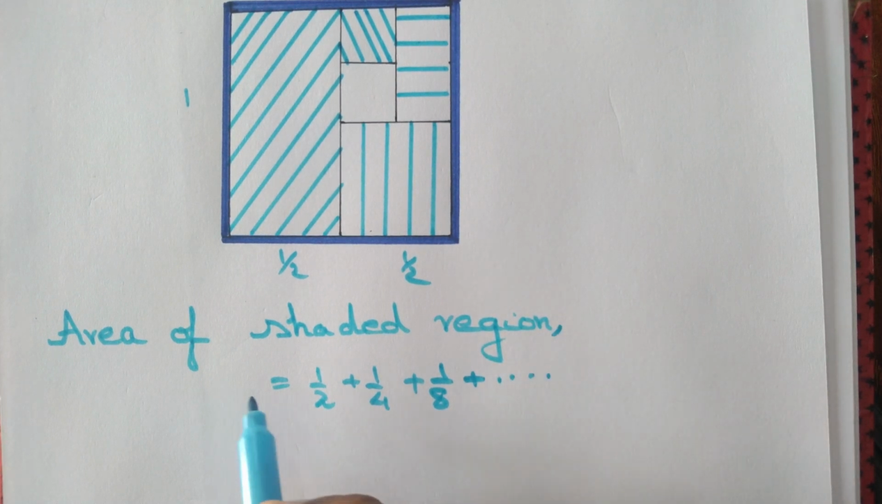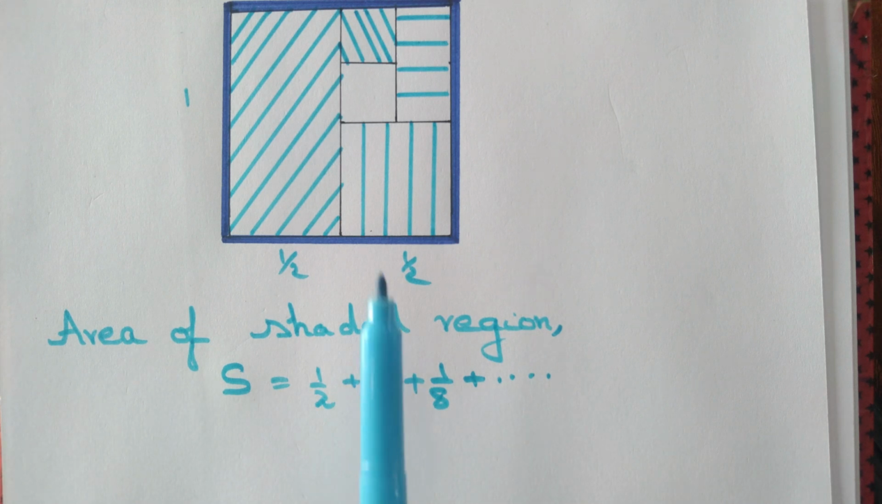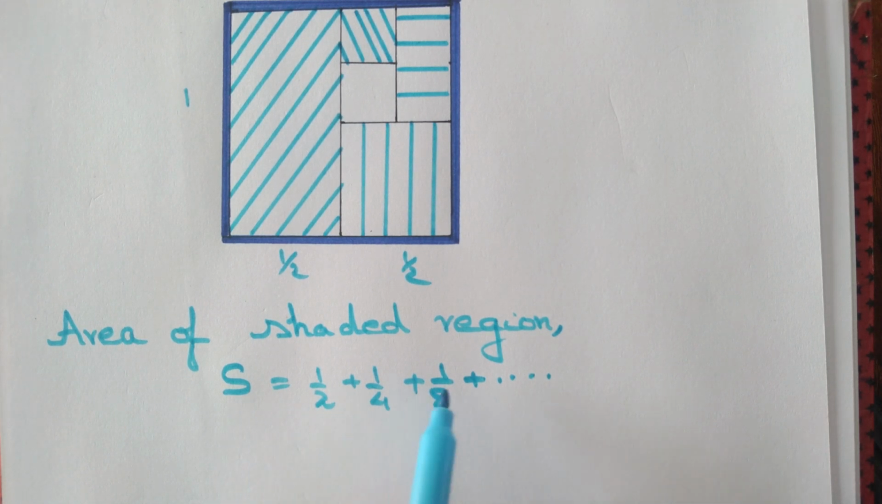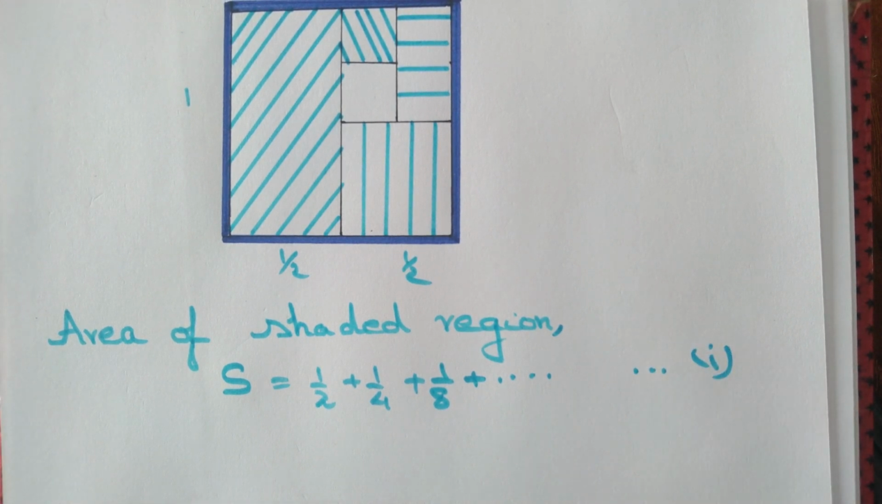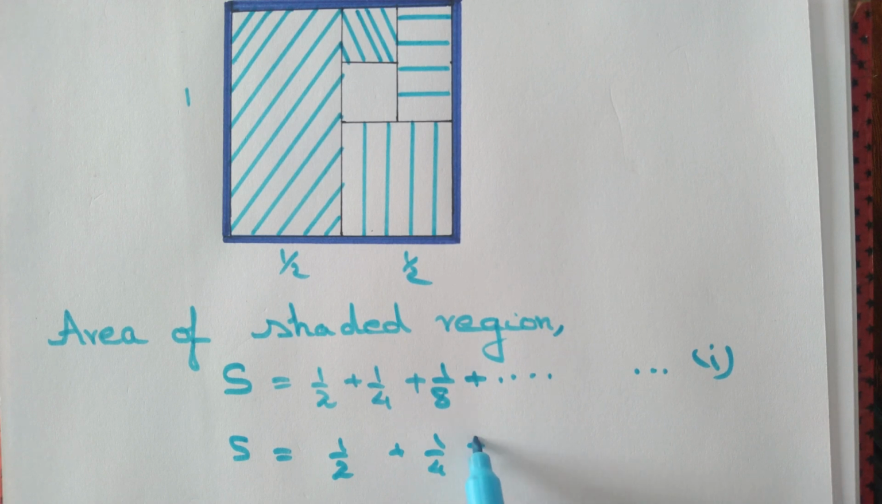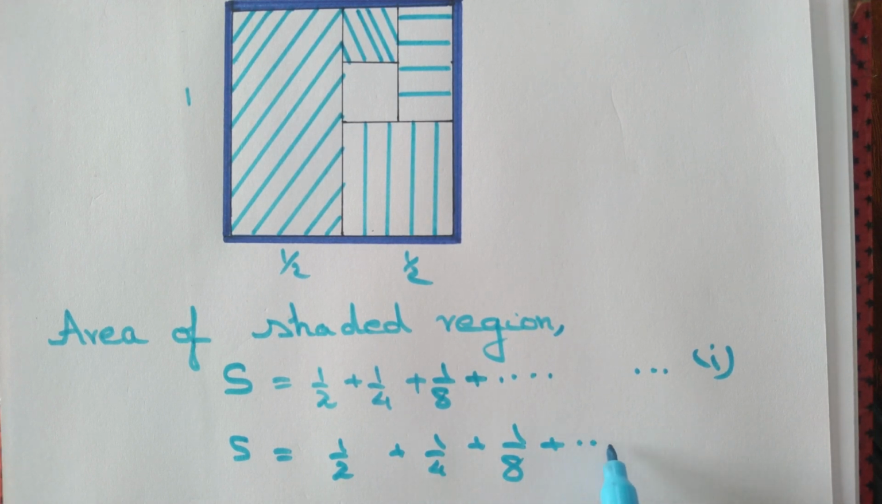Of course, yes. Let's call this to be equal to S. We expect the area of the shaded region to be equal to 1 unit. Is that true? Let's call this one equation 1. And we multiply equation 1 by 2. So we write S equal to half plus 1/4 plus 1/8 plus dot dot dot once again. And we multiply left hand side and right hand side by 2.